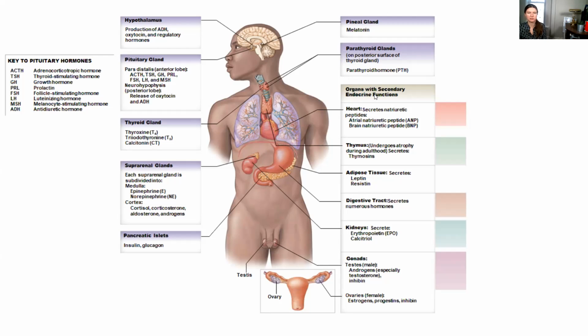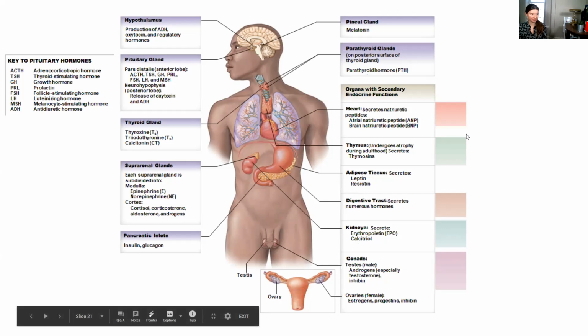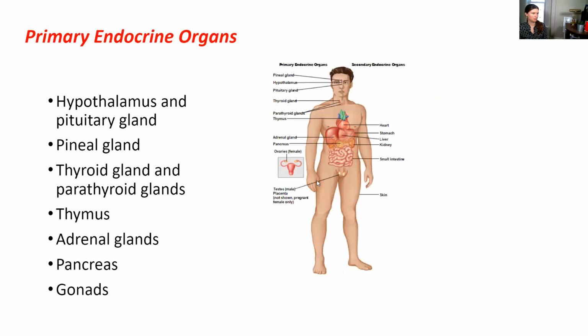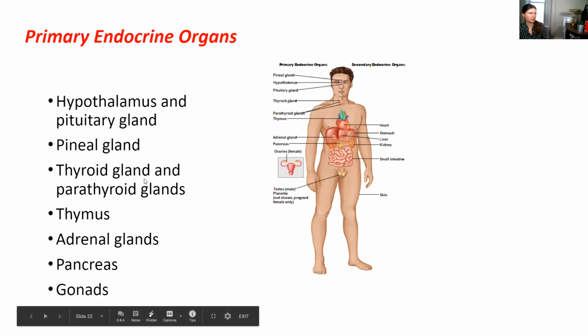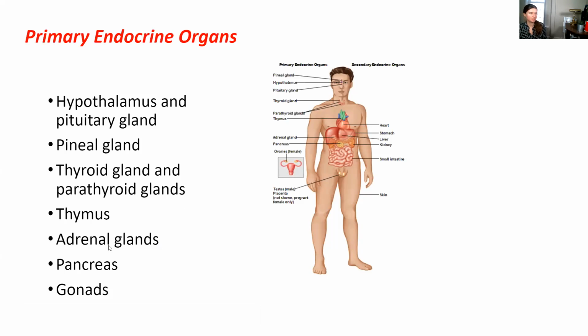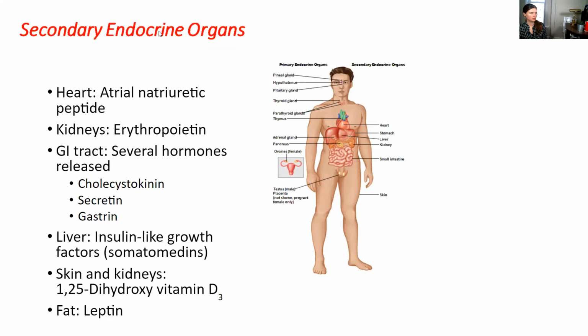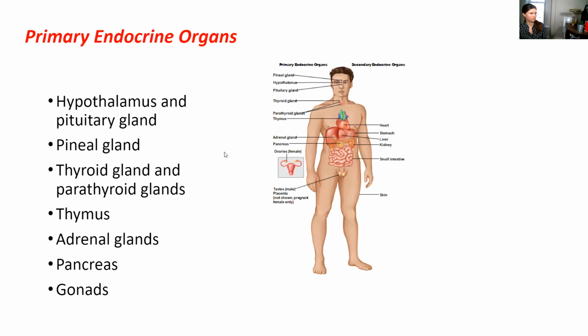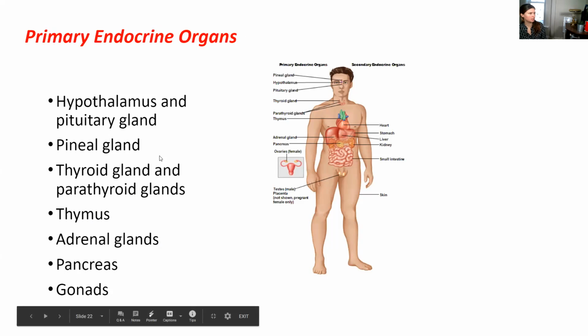So these would all be examples of secondary endocrine organs. Digestive tract, kidneys, gonads, ovaries. We got lots of secondary endocrine organs. I got them written out here. So the gonads, depending on what parts of them we're talking about, could be considered a primary endocrine organ.